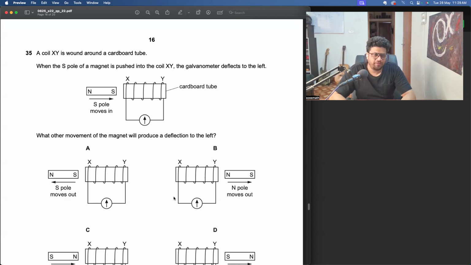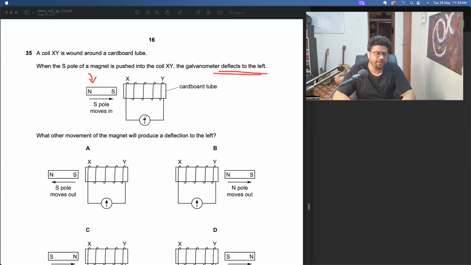Today we're going to look into a few questions from physics paper 2, that is, objective kind of questions. And let's see. Here we have a magnet which is moving into a coil. Because of the movement, we see a deflection in the galvanometer, which is towards the left. Well, it's because there is an EMF generated in the coil when the magnet moves in or out.